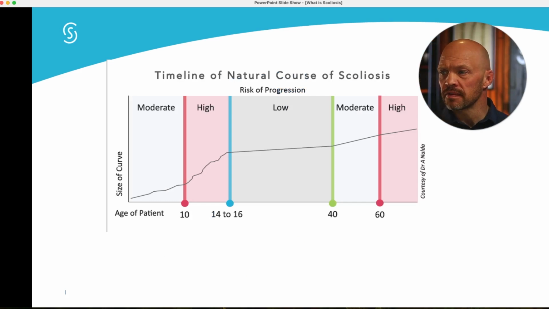So during this phase right here, and this is the graph actually created by Dr. Tony Nalda that shows the rate of curve progression over time. And it's right here during puberty where these curves really take off, and especially those first 2 years.